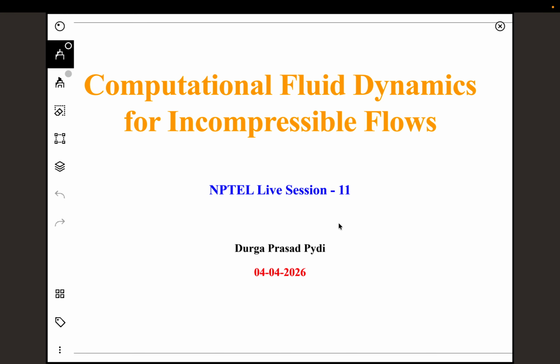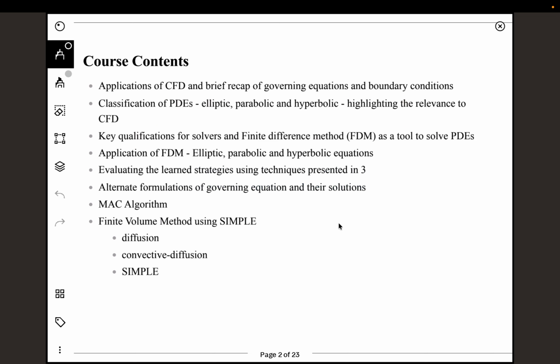Myself, Durga Prasad. So, in this particular course, we have talked about governing equations for computational fluid dynamics, and then we classified these PDEs into different classes depending on how the information propagates as elliptic, parabolic, and hyperbolic equations. Subsequently, we discussed finite difference as a technique that can be used to solve this set of PDEs, and also we analyzed how to understand the order of accuracy for a given scheme and stability analysis using the von Neumann method.